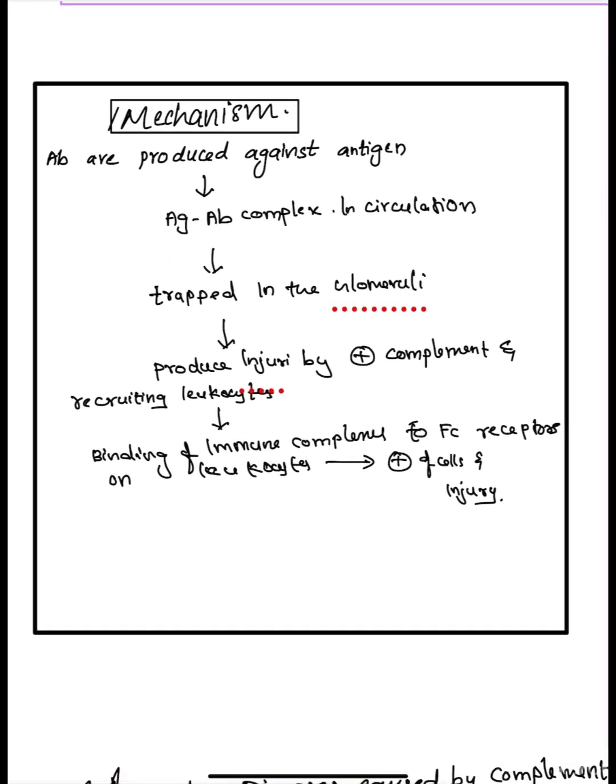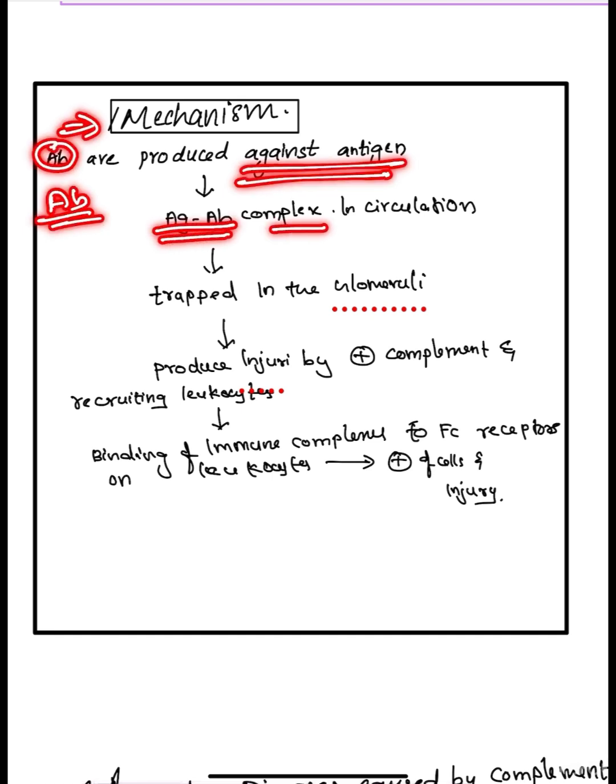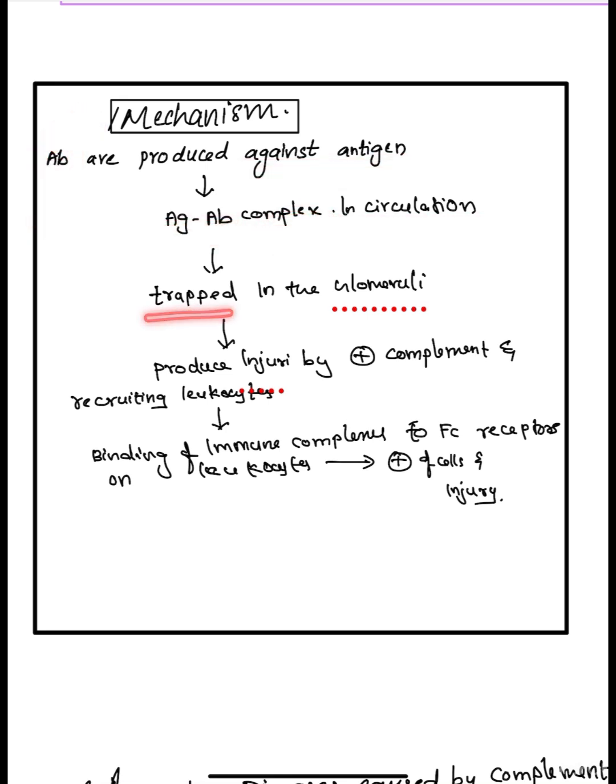Now we are going to study the mechanism. Antibodies are produced against the antigen, which may be an intrinsic antigen or an exogenous antigen. Antigen antibody complexes, that is immune complexes, are formed in the circulation. They get trapped in the glomeruli, and this produces injury by activating complement and recruiting leukocytes. The immune complexes bind to the Fc region on the leukocyte, and this stimulates cell injury.